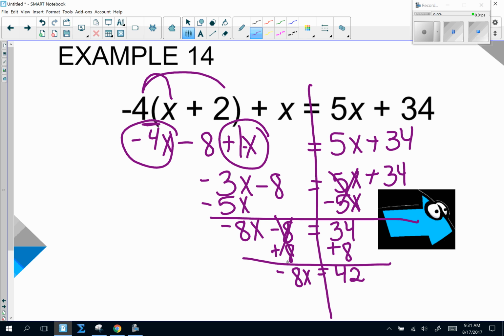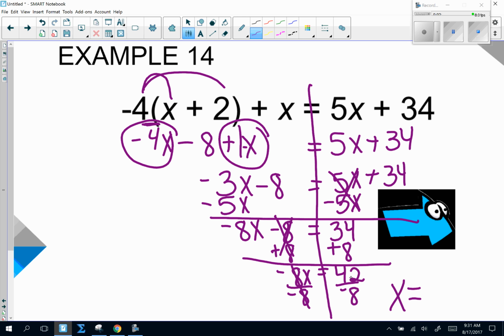So now I need to get rid of that -8 attached to my x. So to get rid of a number that's attached, we have to divide. We have to divide by the exact number. So I'm going to divide by -8. Again, whatever I do to one side of the equal sign, I have to do to the other. My 8's cross out, and I have x is equal to, now I have 42 divided by -8.